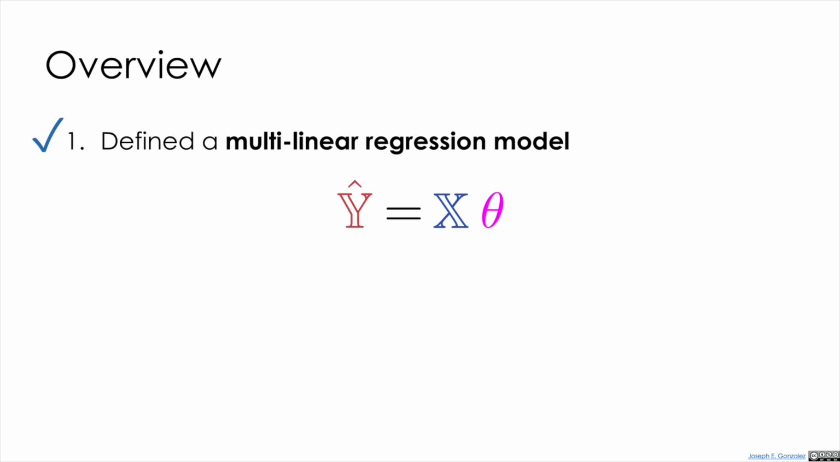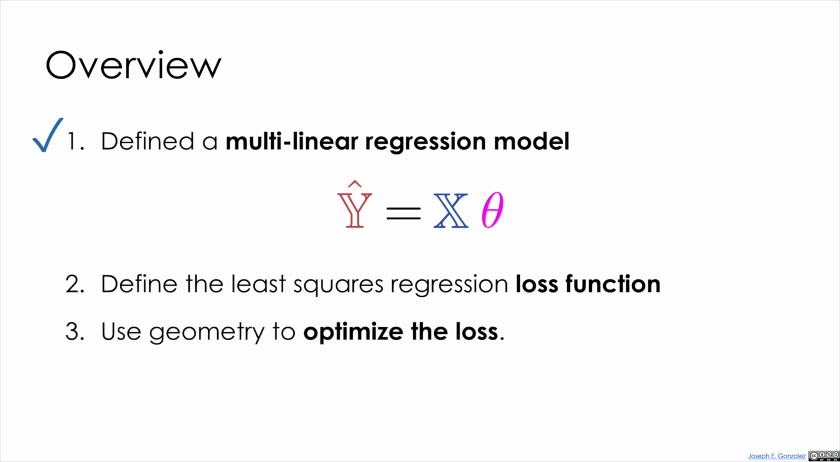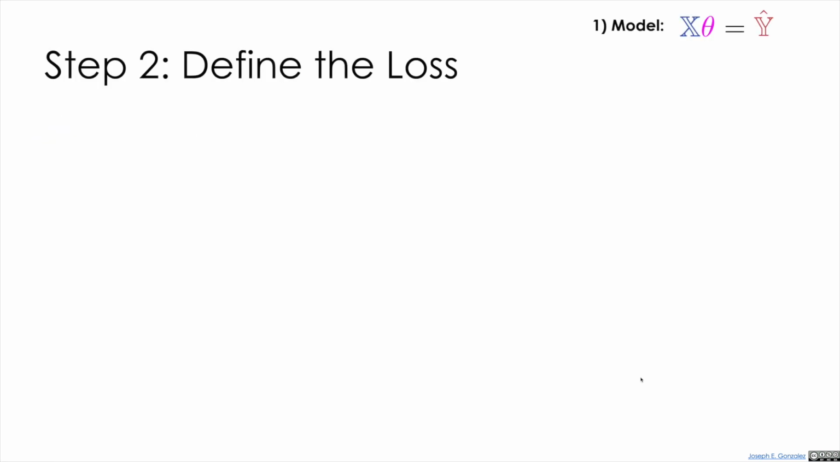In the previous video, we introduced the multilinear regression model and the matrix notation for representing this model. In this video, we'll define the least squares regression loss function and use geometry to optimize the loss. So we begin by defining the loss.